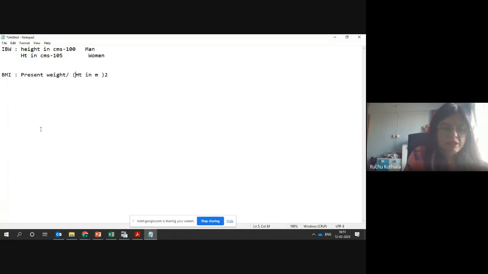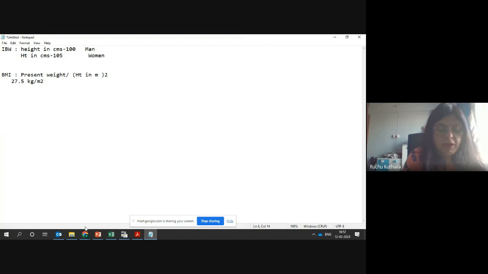Okay. So if the height is 1.7, if it is 170 centimeters, so it becomes 1.7 meters. So you solve this first, that is height in meters, make it double, 1.7 into 1.7. And whatever is the answer, put the present weight above and then divide it. So suppose your answer has come something like 27.5 kg per meter square.